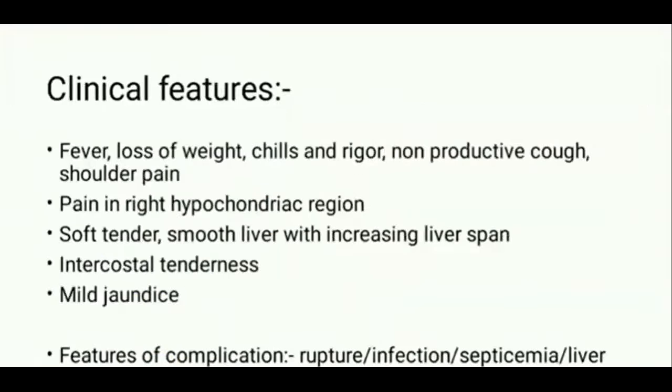Clinical features: fever, loss of weight, chills, rigors, non-productive cough, shoulder pain. Pain in the right hypochondriac region, soft, tender, smooth liver with increasing liver span, intercostal tenderness, and mild jaundice. Now, if complications occur, rupture, infection, septicemia, and liver failure may occur.